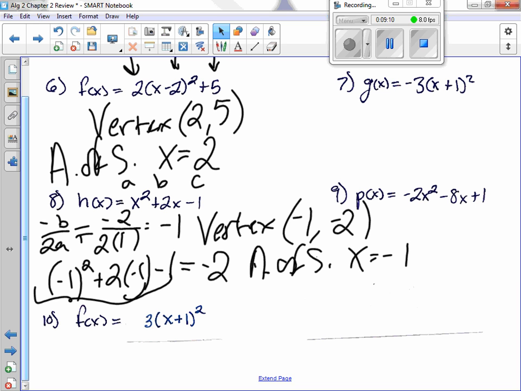So if you notice on these here, when I'm finding the vertex and axis of symmetry, those values are the same, yes? The x value of the vertex and the axis of symmetry are the same. They're going to be the same. Any other questions on this here? Are there any other questions on 6 through 10, that any of those that y'all want to look at? Number 2, yeah.